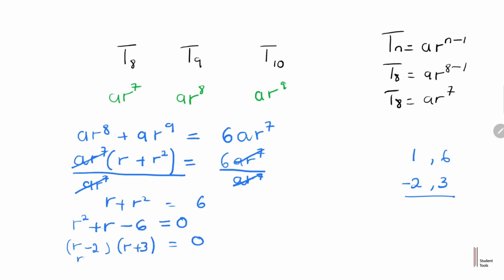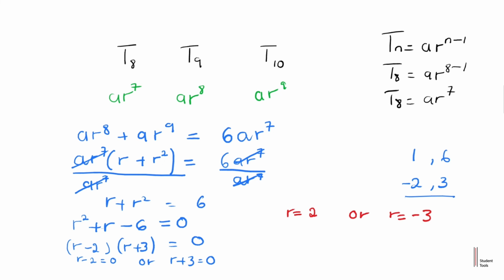So that means r minus 2 is equal to 0, or r plus 3 is equal to 0. When we make r the subject, with r minus 2 equal to 0, we have r equal to positive 2. Or here, if we make r the subject, r will be equal to negative 3. And that is just how we find the possible common ratio of this mysterious sequence.